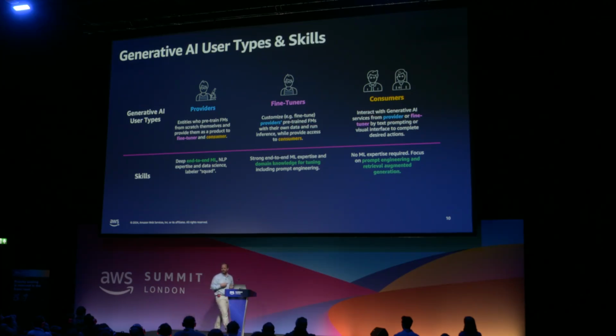Let's start with the user types, first of all. We have providers. The providers are the ones who build the foundation models, right? So they mostly focus on preparing trillions of data. So they have data labelers, an army of data labelers or data editors, and they know the end-to-end life cycle of machine learning because they build deep learning models. Then we have the fine-tuners. The fine-tuners are the ones who use foundation models and retrain them, to put it simply. So they need to know about the end-to-end story of machine learning, and they need to be domain experts in order to fine-tune a model.